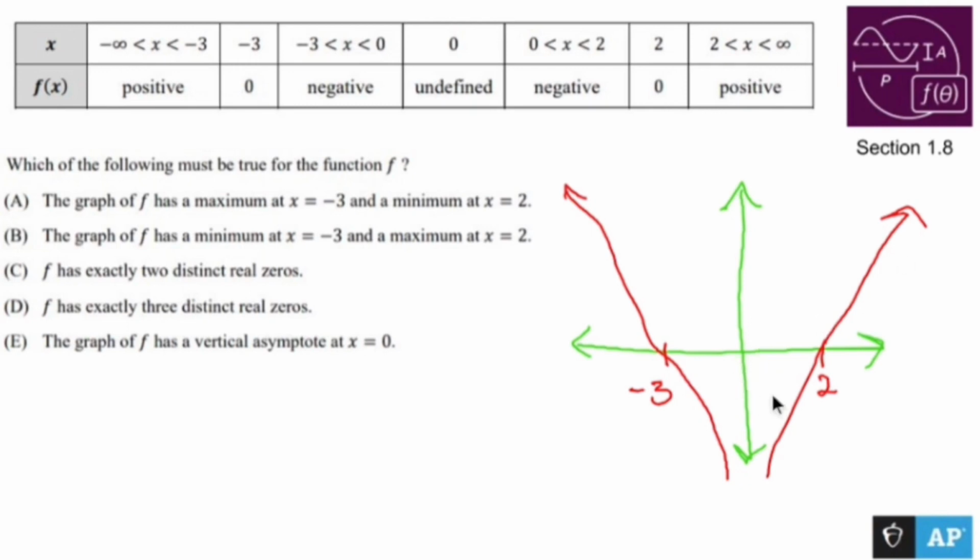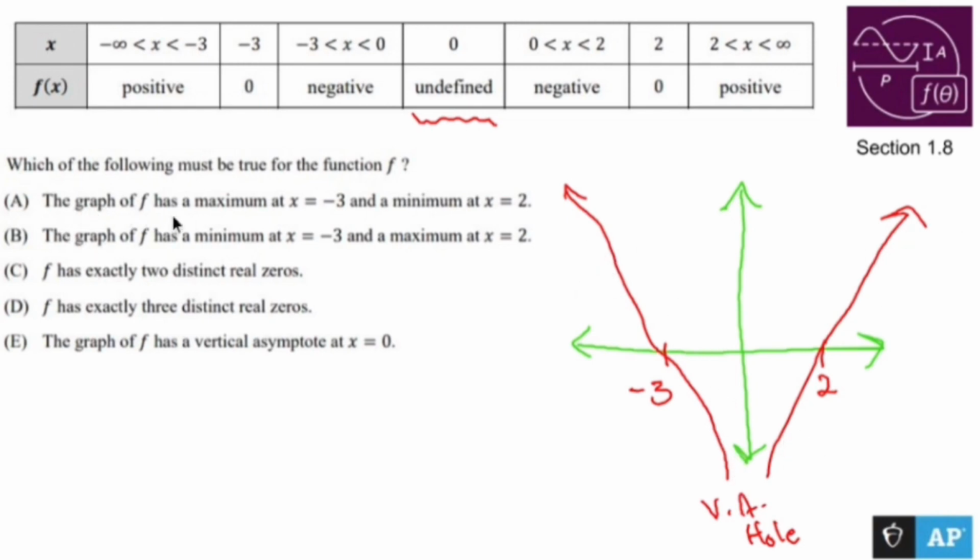Now, here's where we have to be careful. I have one of two options that could make something undefined. Option 1 means that this could be a vertical asymptote, or it could be a hole. The thing is, I don't know. But this is the picture that I have.